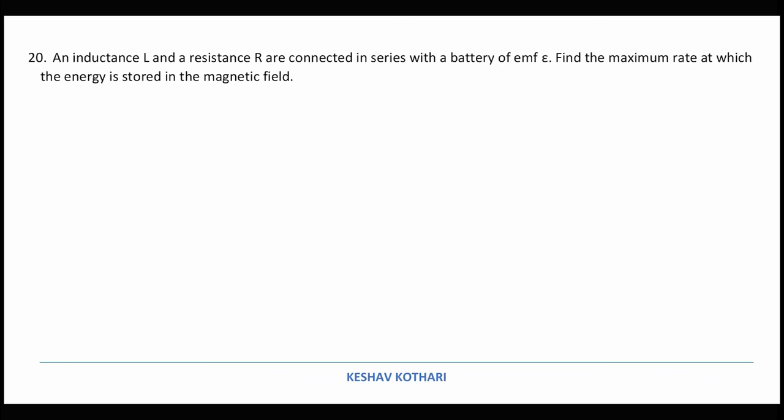Now in order to begin this problem, we first of all draw the series LR circuit: an inductor L, resistance R, connected to an EMF source E. The expression for current is written as I is equal to I naught (1 minus e to the power minus t by tau), where tau is equal to L by R.